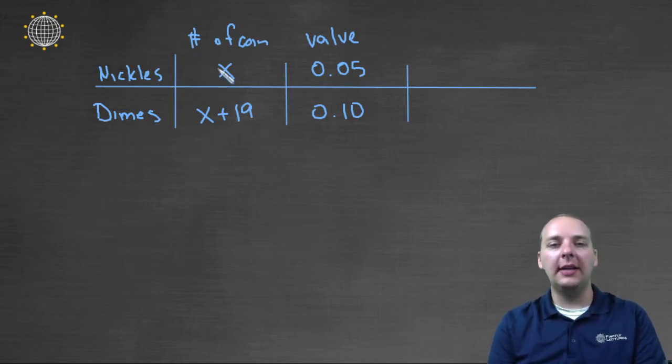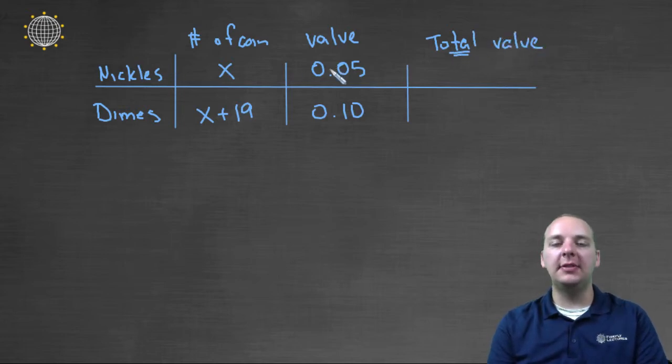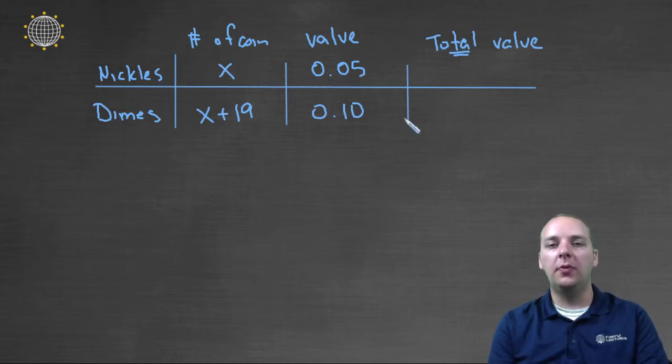So now the last column that we're going to need to know is the total value, because each nickel is 5 cents, but how much are all the nickels worth? Well, very simply, it would be 0.05x. It'd be 5 cents a nickel times X nickels, and we'd have 0.1 times X plus 19 for the dimes.